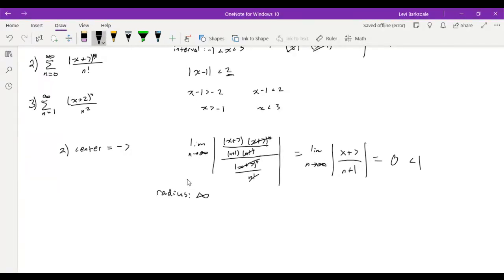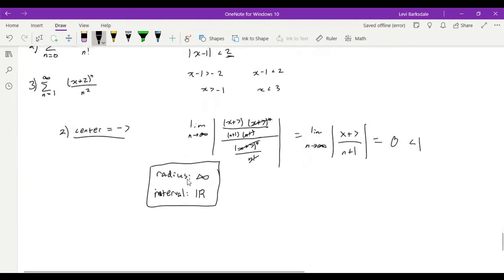And that also tells us that our interval of convergence would be all real numbers of x. Because no matter what x value you plug in, this limit's always going to go to 0, which means it'll always converge by the ratio test. So for number 2, we've got a center at negative 7, but an infinite radius and all real numbers as our interval of convergence.